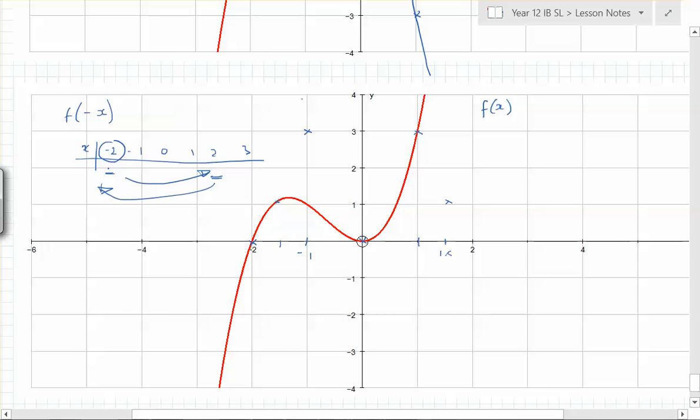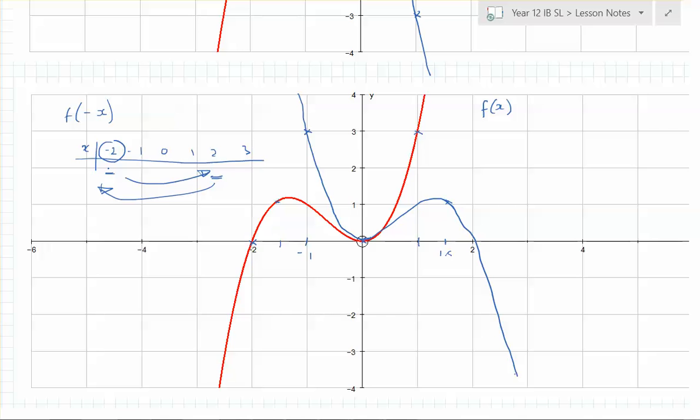So we do end up with, right, themselves. So I have a reflection in the y-axis. So we swap them over. Make sense? Okay. Next thing to explain are the stretches then.